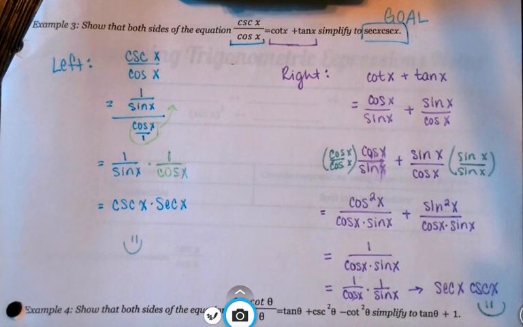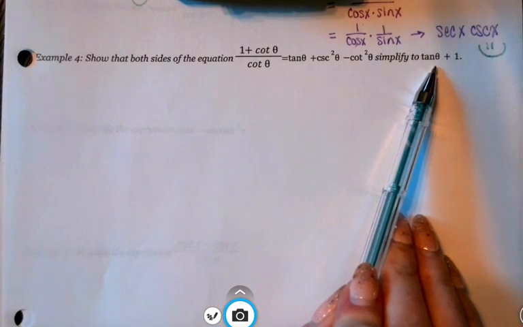There's one more example we're going to look at. So the very last one, example 4, says that we want to show both sides simplify to tangent plus 1. So I am going to start off the same way. I want to only focus on one side at a time. It doesn't matter which side you focus on first. I usually pick the one that I think is the easiest, but it might be hard to tell which one is easier than the other. So I'm going to start with the left one.